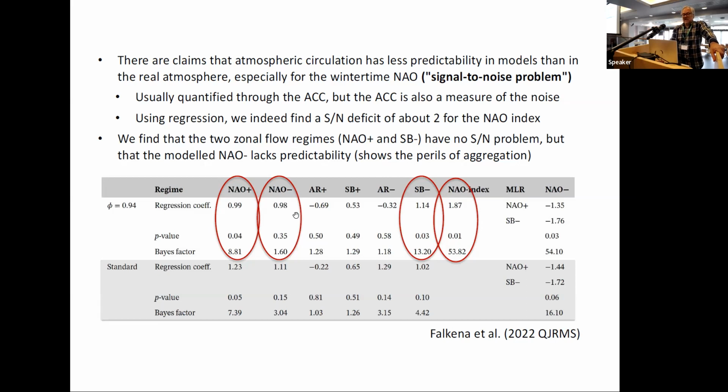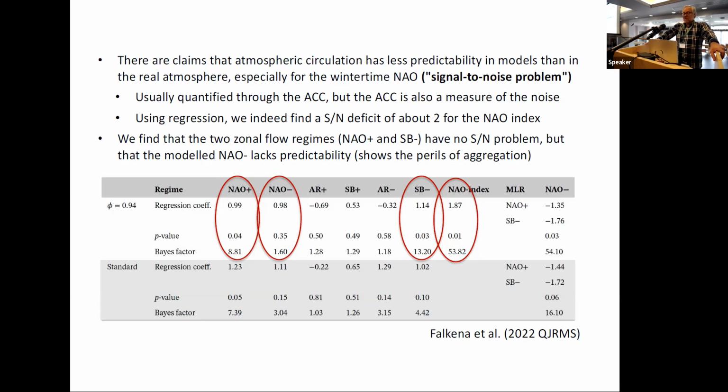The NAO minus has no real signal here. You can see that the p-value is quite large and the Bayes factor is close to 1. So there's no predictability there. So the problem clearly lies in the lack of predictability of the NAO minus, which is the blocked regime, which would obviously be an interesting avenue to explore.